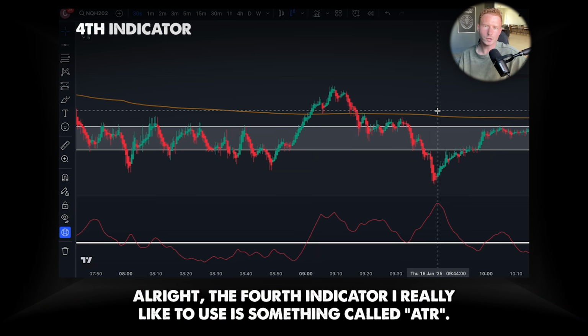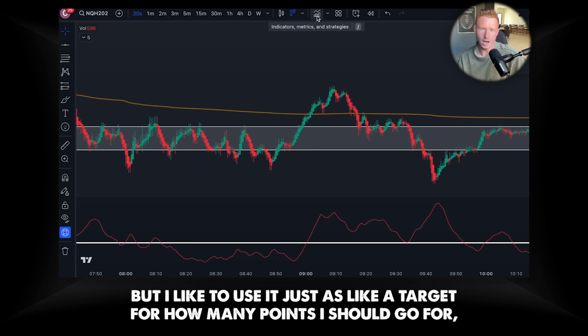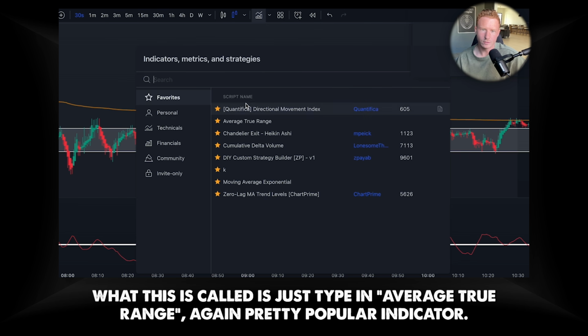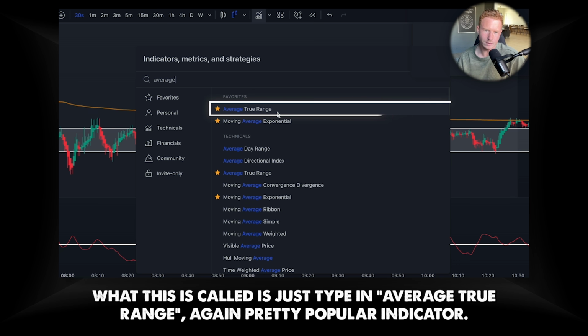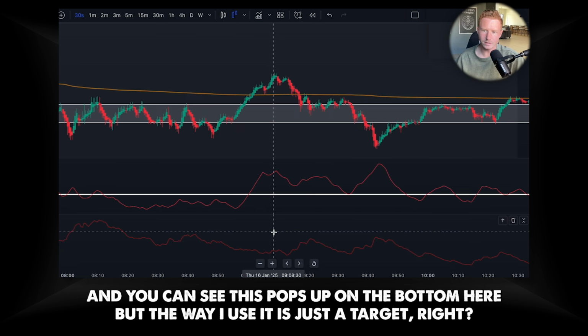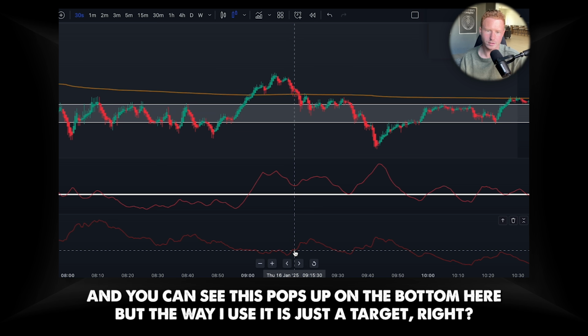All right, the fourth indicator I really like to use is something called ATR. This is a pretty popular indicator, but I like to use it just as a target for how many points I should go for if I'm trading futures. What this is called is just type in average true range. Again, pretty popular indicator. And you can see this pops up on the bottom here, but the way I use it is just as a target, right?